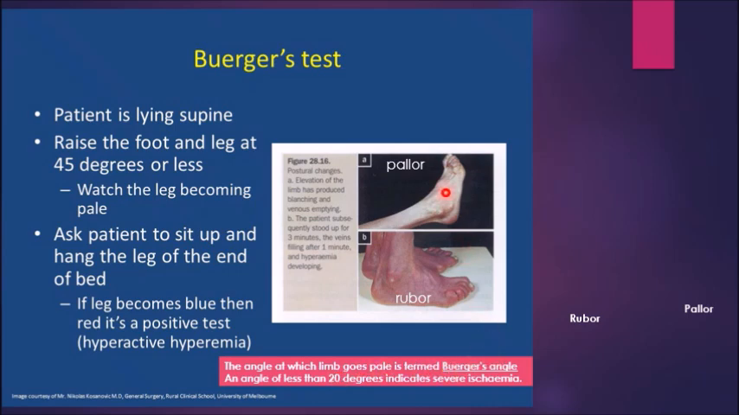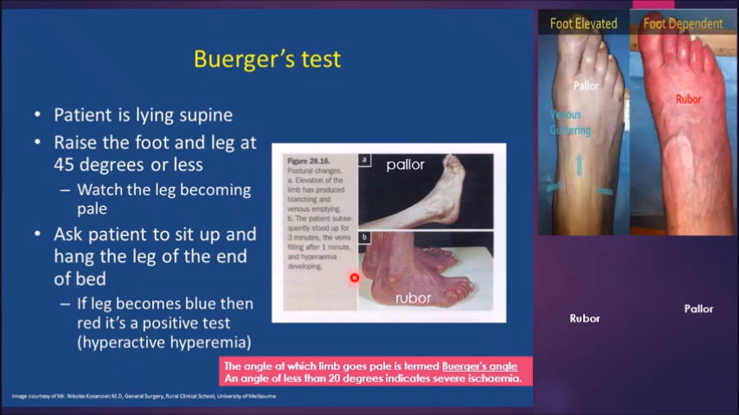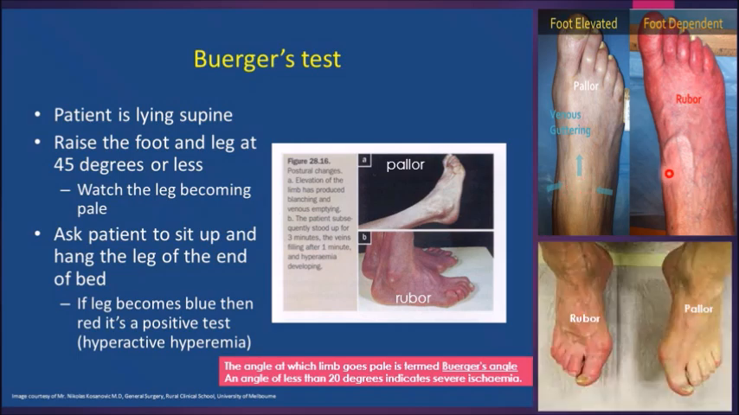How many degrees from the horizontal? Here, you then ask the patient to hang the leg down, and the leg becomes red. Reactive hyperemia: pallor and rubor. So these are the signs here. Pallor on elevation of the leg, then when you hang the leg down, it becomes red. Same thing: when you elevate the leg it becomes pale, and when you hang it down, there is reactive hyperemia.